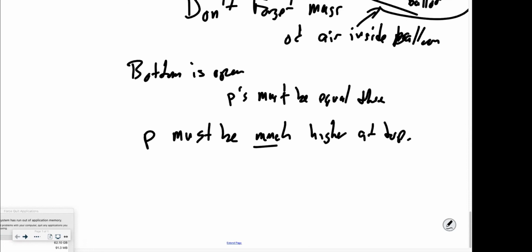Pressure must be substantially higher at the top of the balloon. Density must be a lot lower. This is P. Density must be much lower. Okay, so this is actually a preview of things to come. Hotter temperatures means higher pressures and lower densities. This is a preview of our next unit, which is going to be thermodynamics.